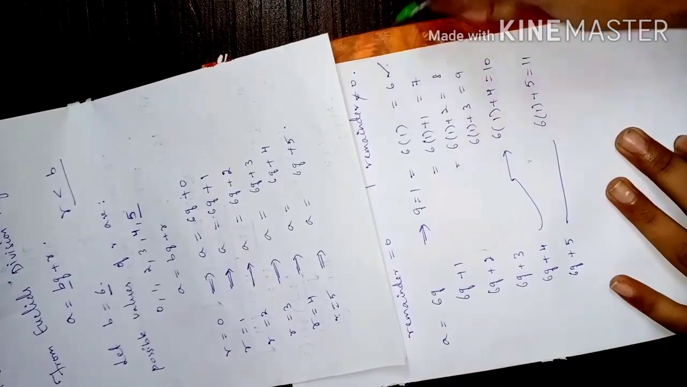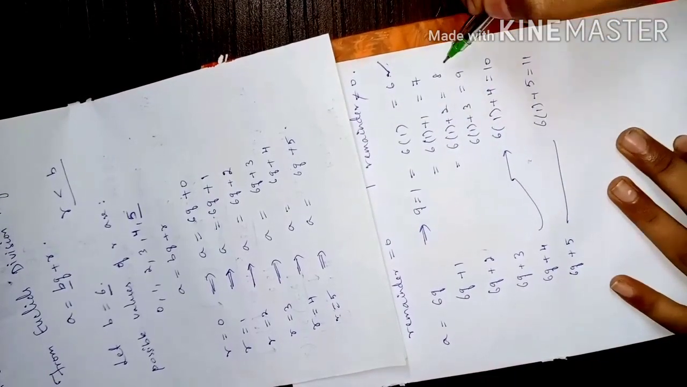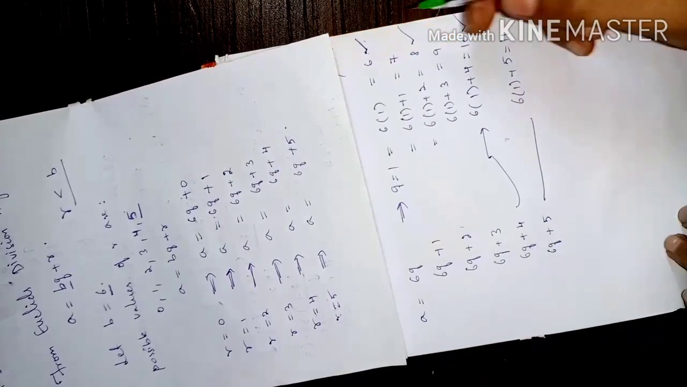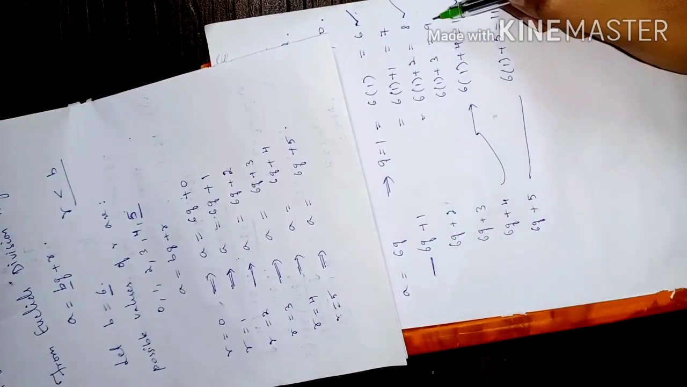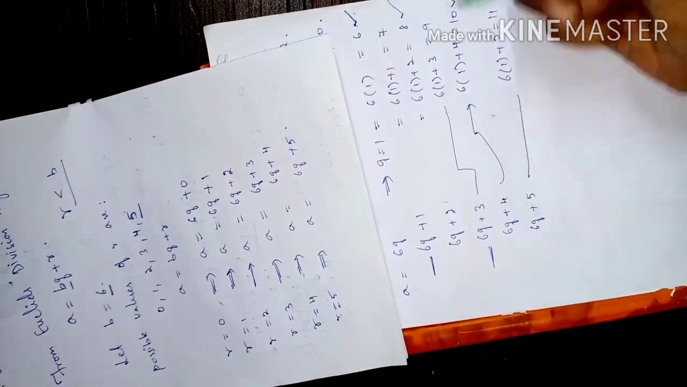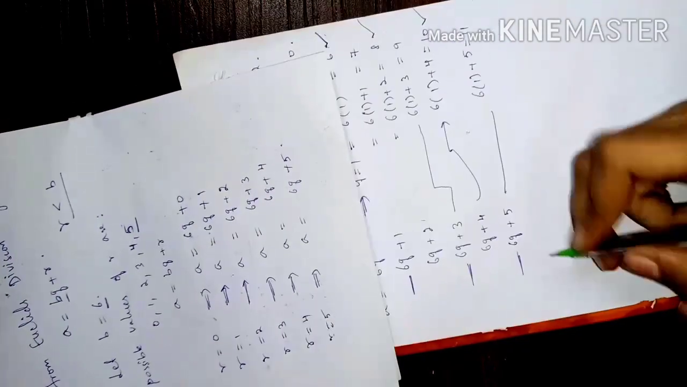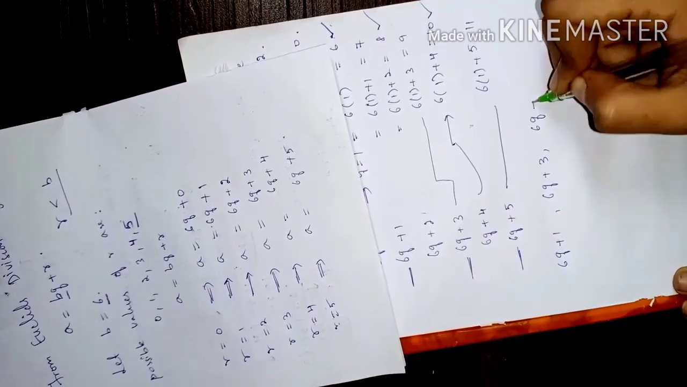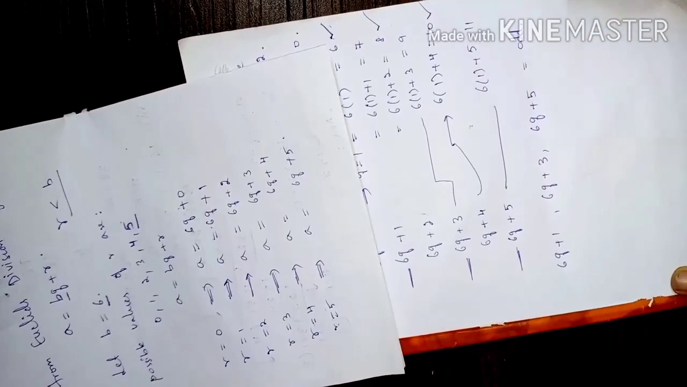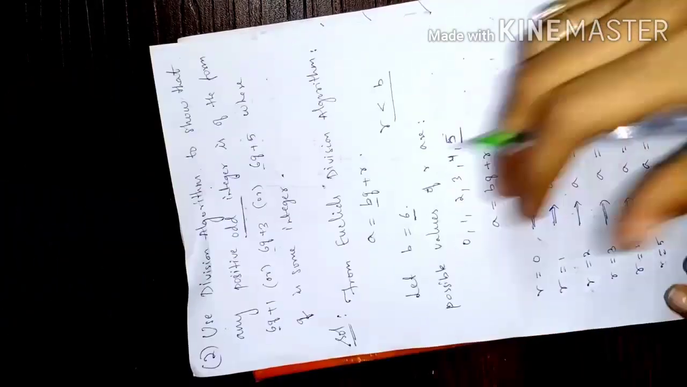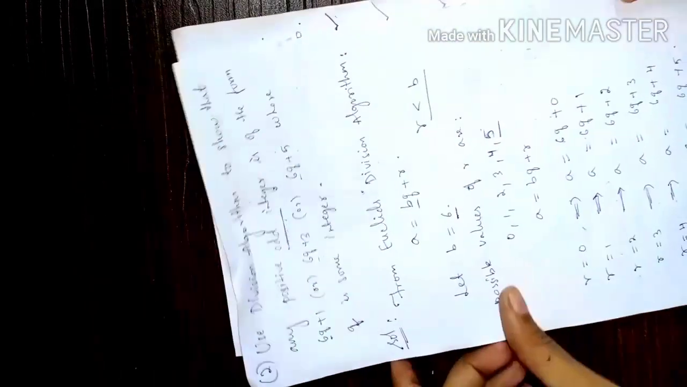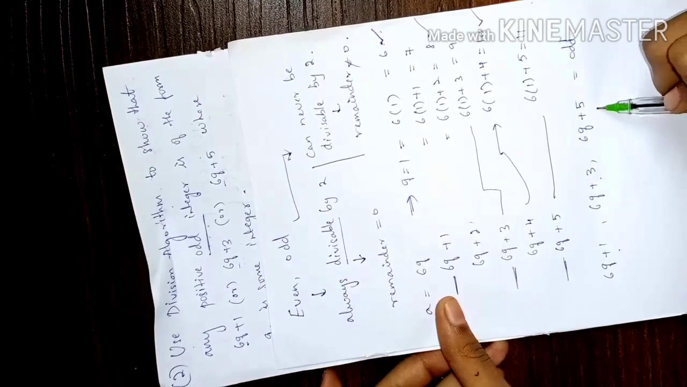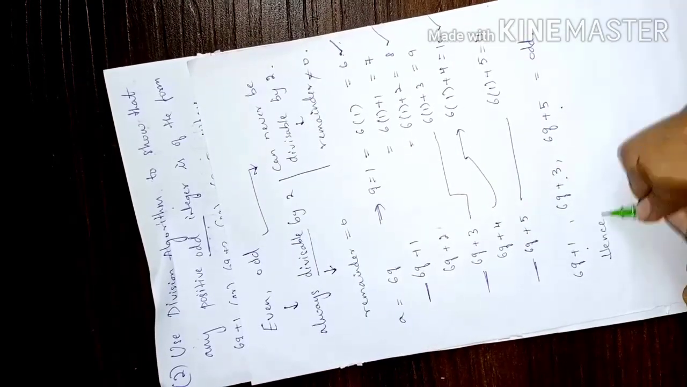So 6 is present in the 2 table, so 6 is an even number. 8 is also present in the 2 table, so this is even. 10 is also present in the 2 table, so this is even. So where did we get odd? We got odd for 6q + 1, which is 7, 9 at 6q + 3, and 11 at 6q + 5. So 6q + 1, 6q + 3, 6q + 5 are all odd values. What did he ask us to prove? Any positive odd integer is of the form 6q + 1, 6q + 3 and 6q + 5. Hence we have proved whatever he asked for.